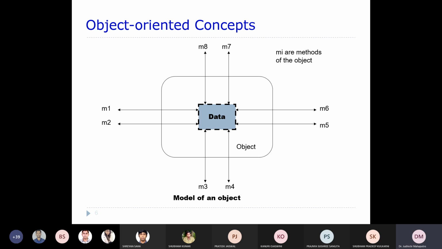Now you can understand, there is an object, and within that object it contains data and a certain number of methods. You can see M1 to M8. These are the methods that operate on that particular data. This is the central concept of an object.